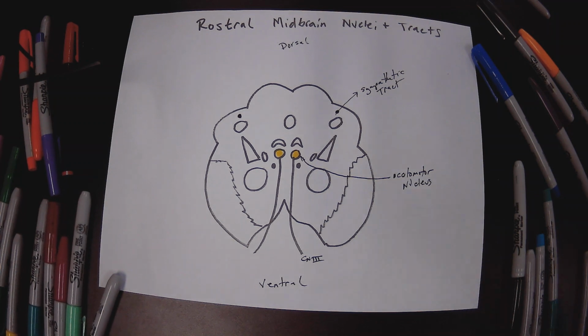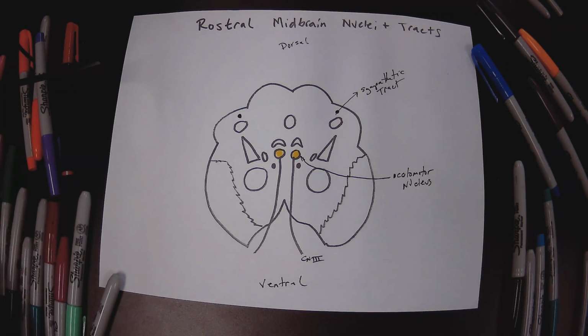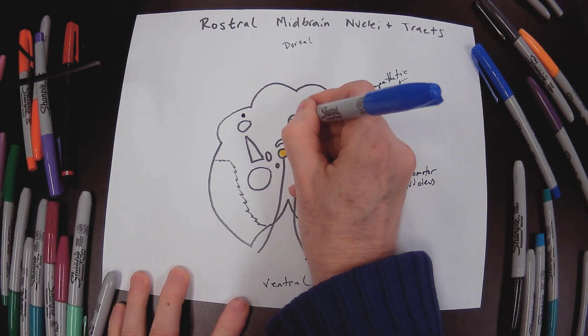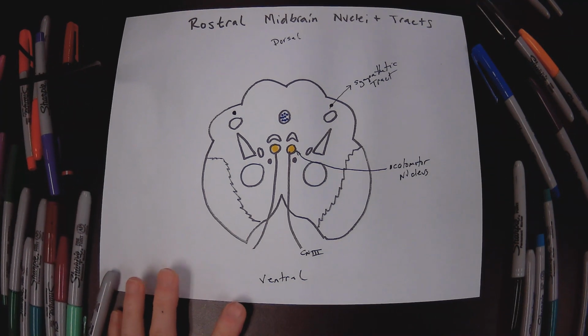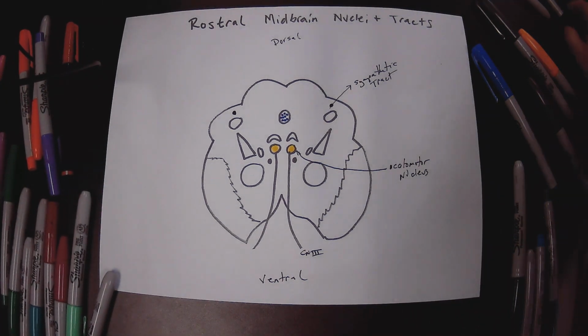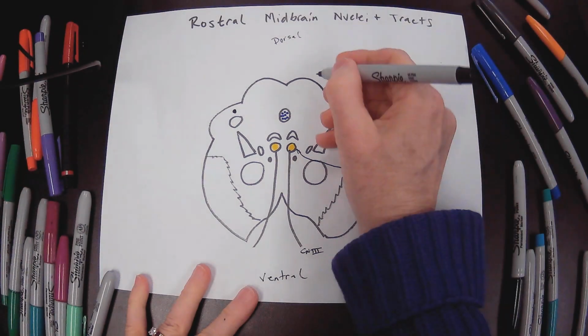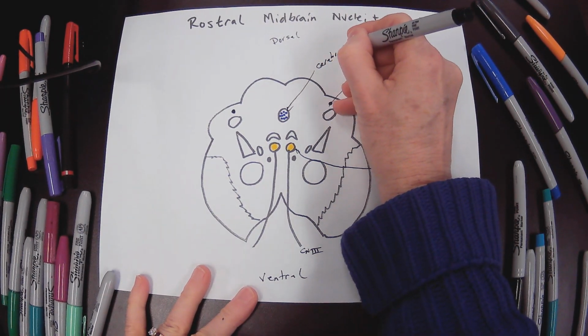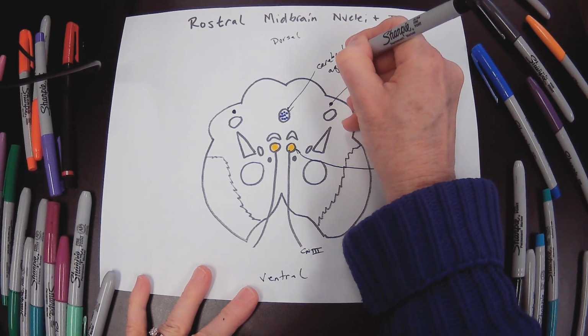Okay, a really nice landmark I talked about. It's part of the ventricular system that travels through the midbrain. It's right here. What might that be? Cerebral aqueduct. Good. That's an easy landmark to remember. It's your cerebral aqueduct.